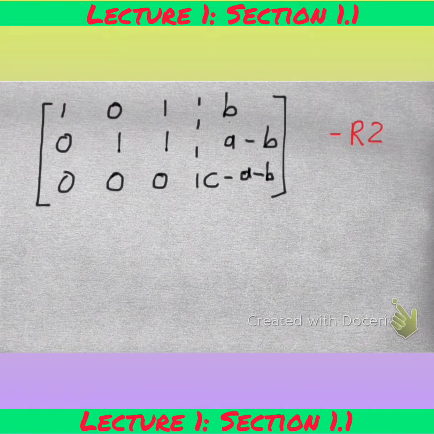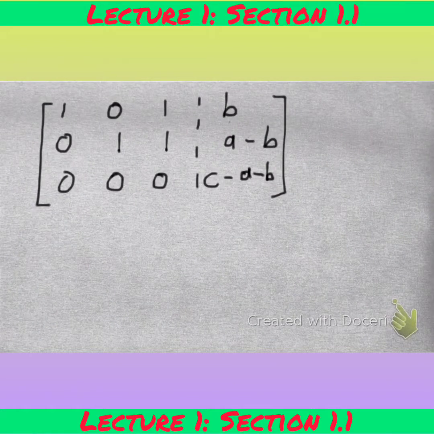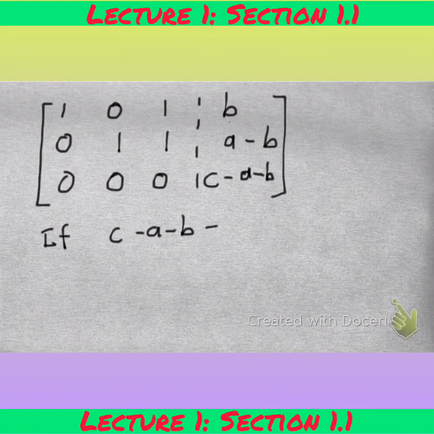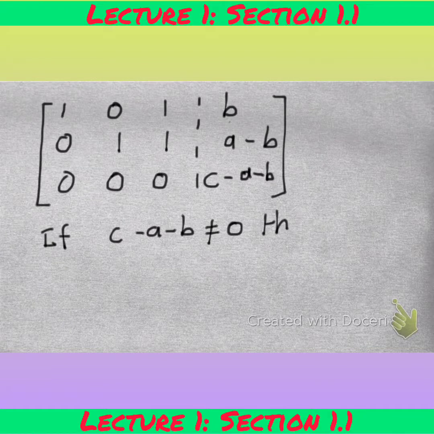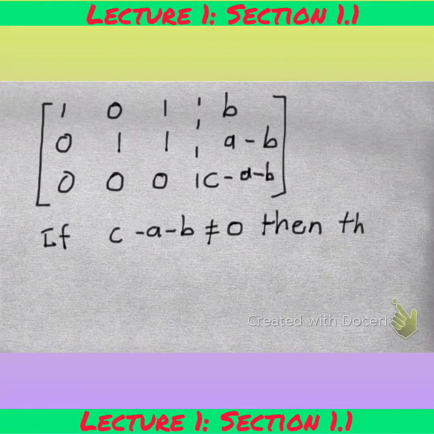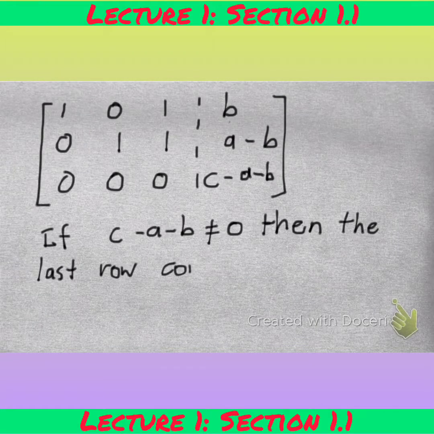Okay. Right, so there's my linear system. Okay, so right, so basically if C minus A minus B is not 0, then basically the last row is going to correspond.